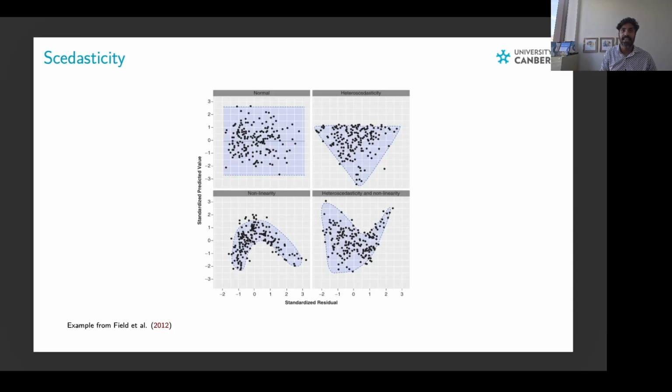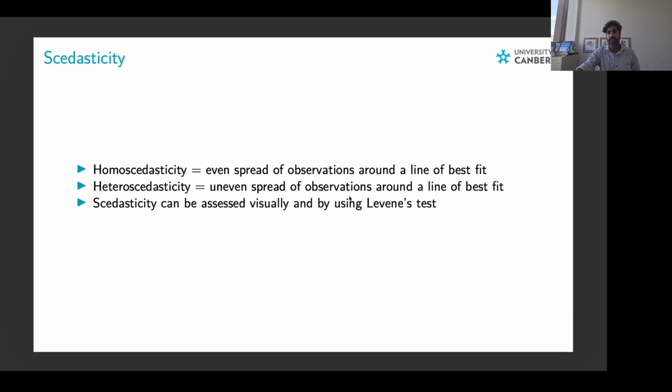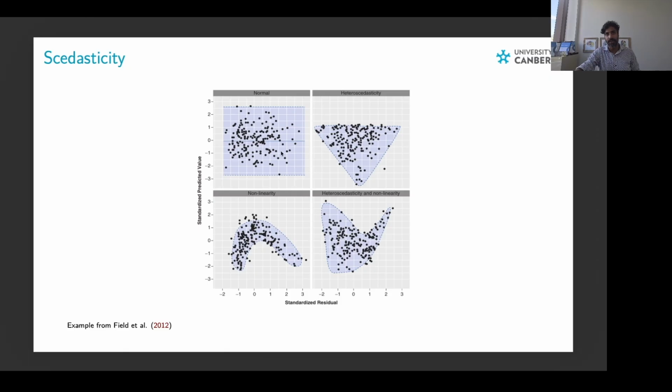Now, here are some examples taken from Andy Field's textbook that show what happens when you plot the standardized residuals by the predicted values. In the top left you have what you would expect in a homoskedastic distribution or spread of data points. You see that they're evenly spread across that line, because it's an even spread of observations around the line of best fit. This is great, and this is what we're looking for.